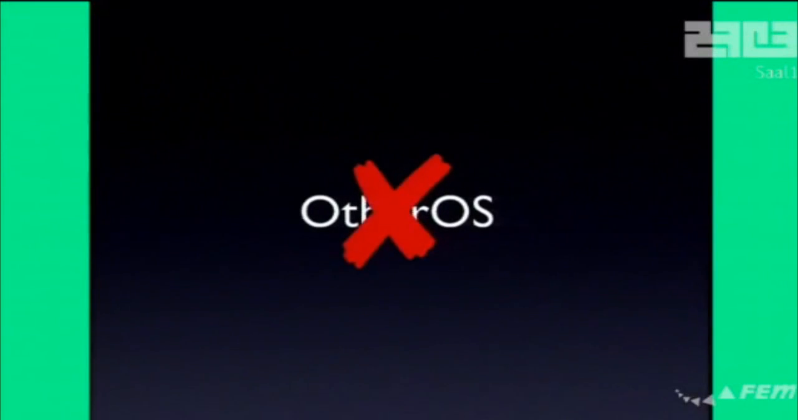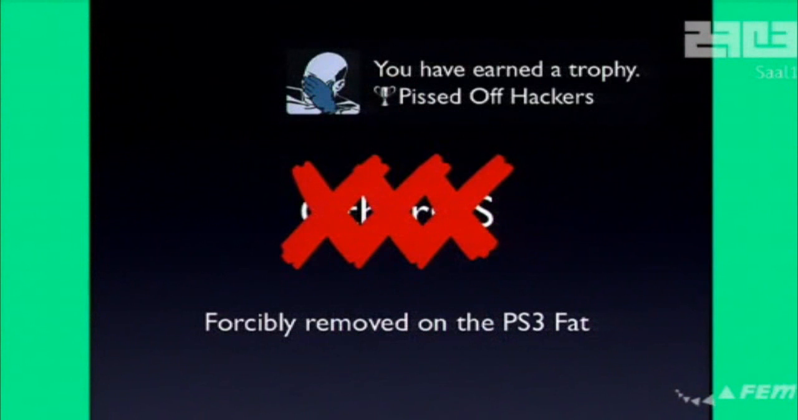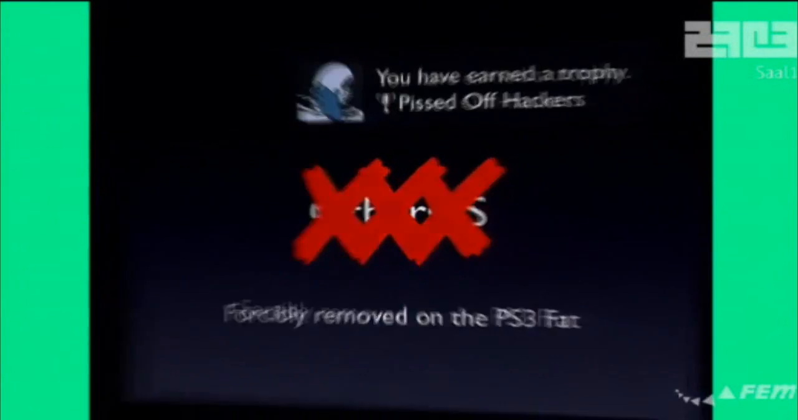Sony, for some reason, got really annoyed at this, because they decided to upset a lot of people by removing Other OS completely from old PS3s. I'm pretty sure that violated some European consumer protection laws and stuff. But the worst part of this is that the people who use Other OS are the hackers. So by doing this, Sony upset the hackers. That's a really, really bad idea. Well, in other words, they are so getting hacked now.